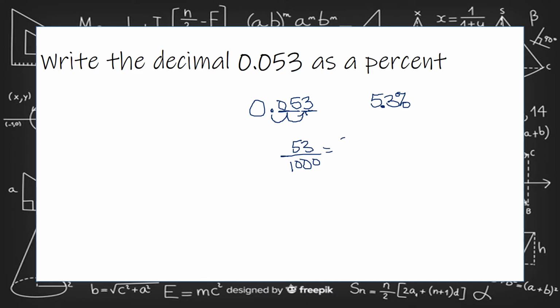You could also rewrite it as 53 over 1,000 equals what over 100? You could do it that way and do 5,300 equals 1,000x. Divide both sides by 1,000, and you do get 5.3. And that would still be percent. So you can do that either way. If you feel more comfortable moving it 2 spots to the right, you can do that. You could also set up a proportion and solve it that way.